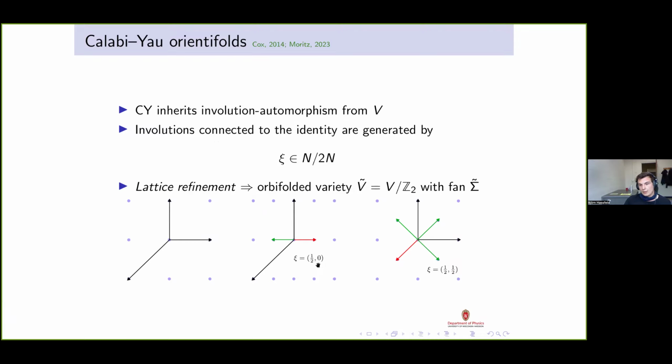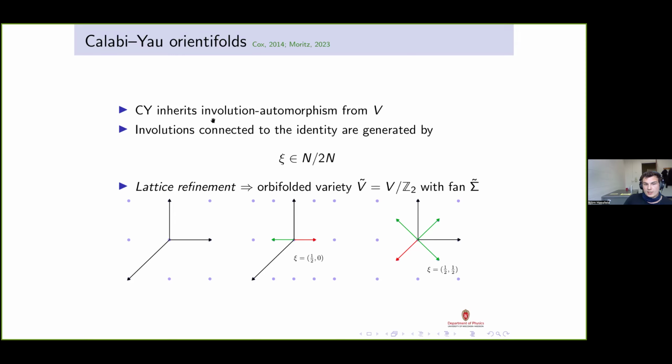However, we are not after constructing Calabi-Yaus only. We want to construct Calabi-Yau orientifolds and then uplift them to F-theory. And a simple way to construct Calabi-Yau orientifolds is to first construct an orbifold of our toric variety, and then study what happens to the subvariety that is the Calabi-Yau.